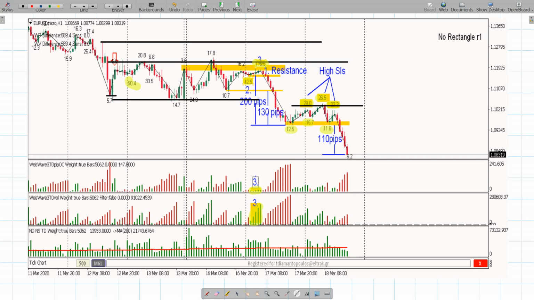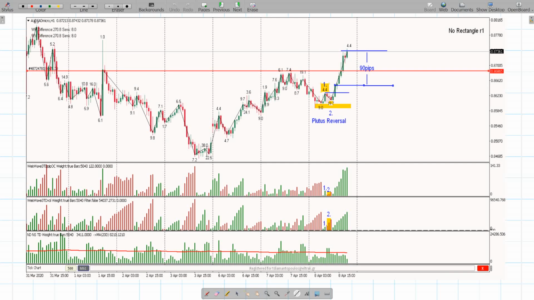Let's go to the next one. All right, this is Australian dollar CAD. Now, I will start from left here. A lot of trend changes do not happen with a huge Weis wave, okay? They happen exactly like that, okay?